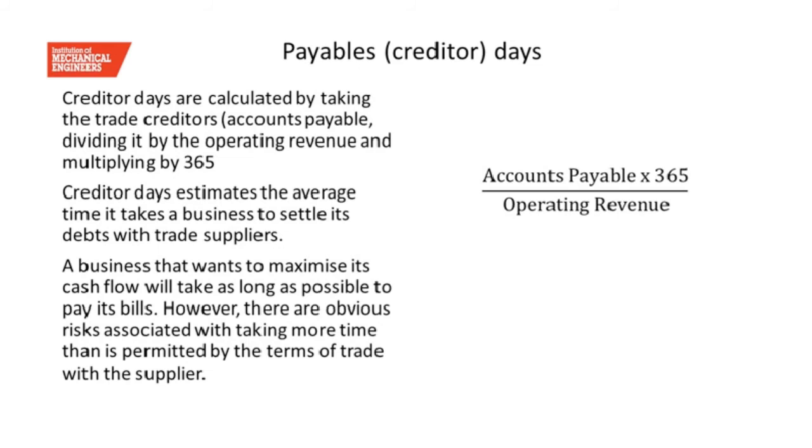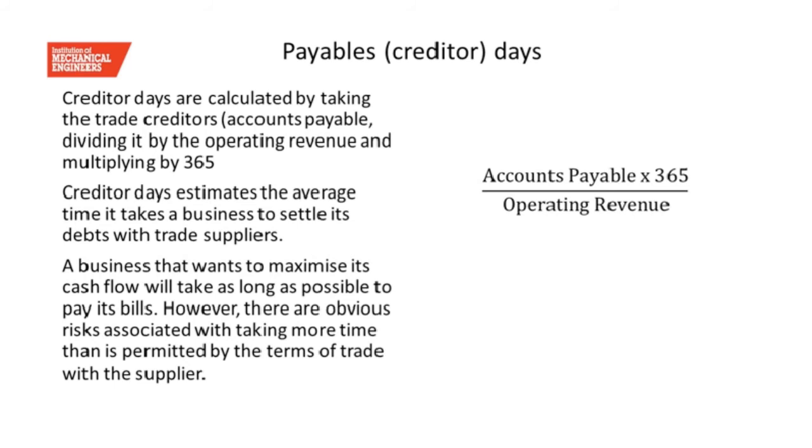The last of the ratios that I'm going to discuss today is payments or payables or creditor days. Creditor days, as you can see, are calculated by taking the trade creditors, accounts payable, and dividing by the operating revenue and multiplying by 365. Creditor days estimates the average time it takes a business to settle its debts with trade suppliers. A business that wants to maximize its cash flow will take as long as possible to pay its bills. However, there are obvious risks associated with taking more time than is permitted by the terms of trade with the supplier.